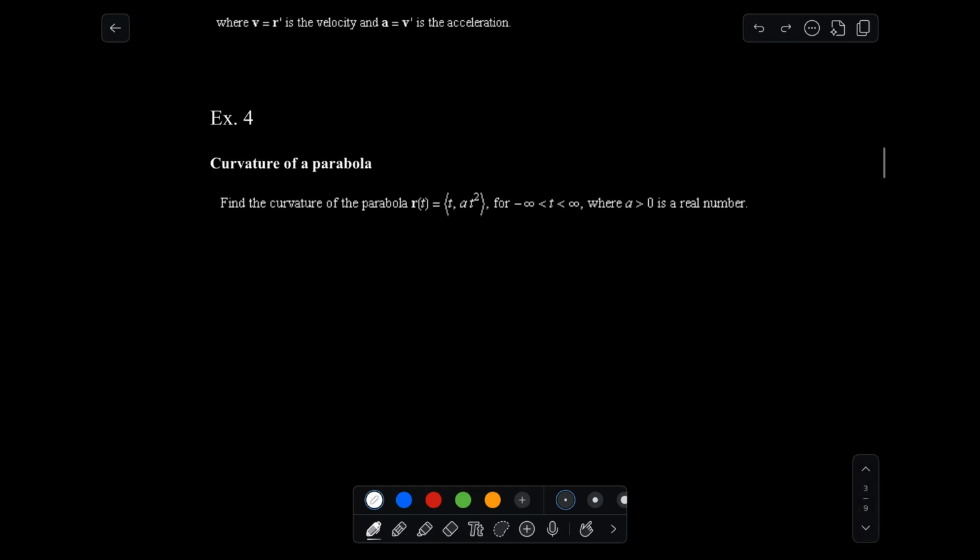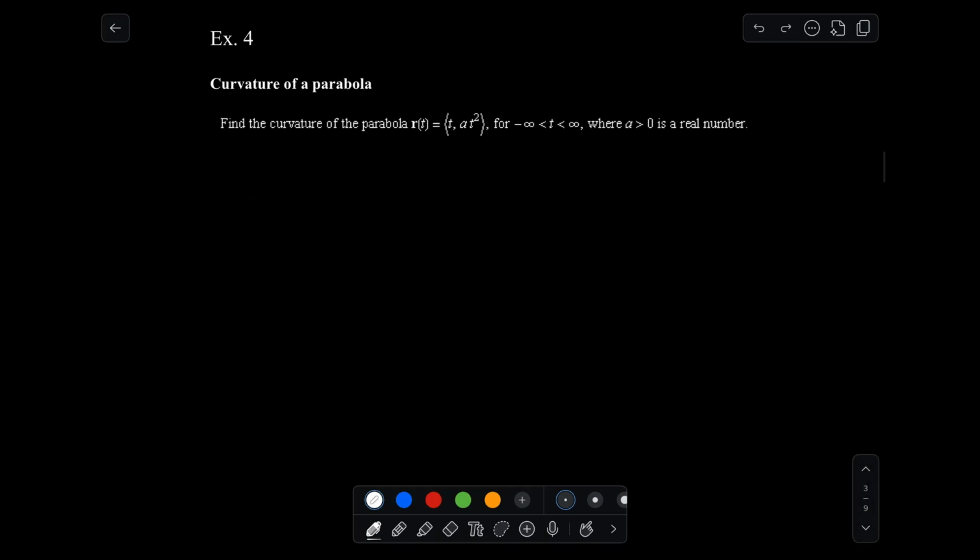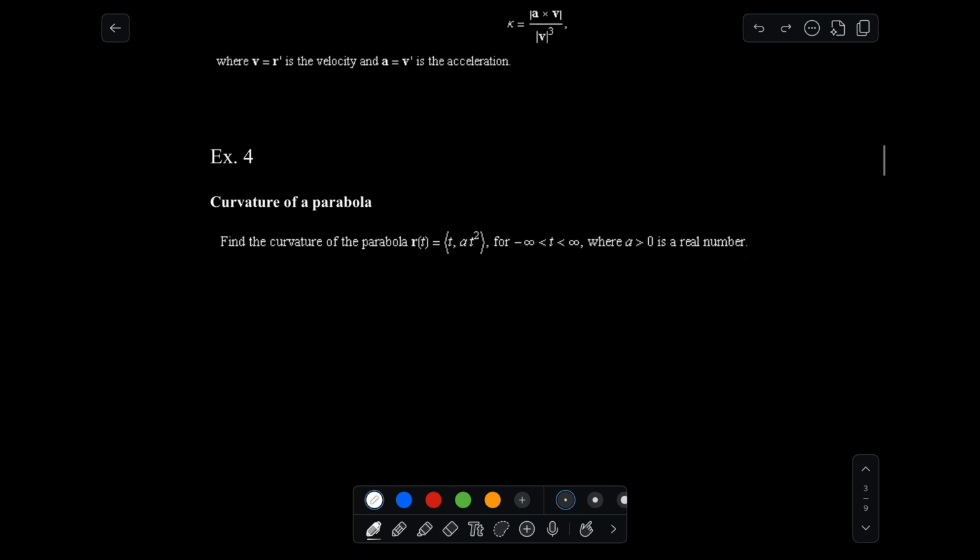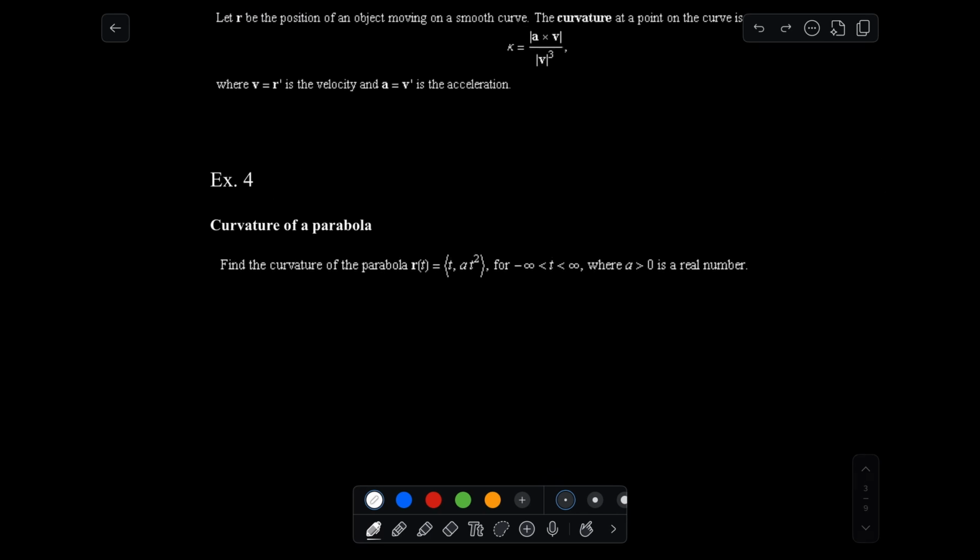And for example 4, we want to show the curvature of the parabola for this. And you can feel free to pause the video. If you've been watching the series, you've gone over the cross product video. It shouldn't be too terrible to solve for the cross product of A and V. All right, let's jump into it.